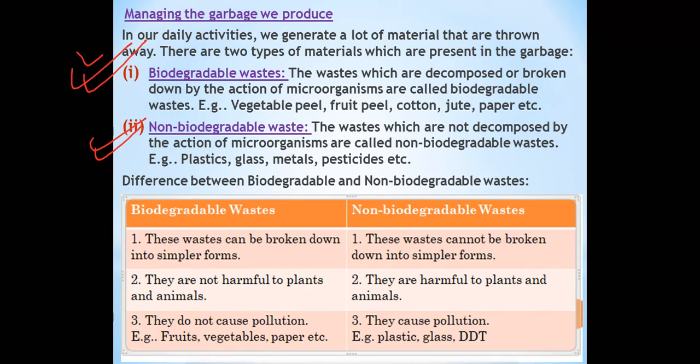So it is not polluting our environment. The microorganisms have broken them into small pieces, and after that, those small pieces were mixed up with the soil.